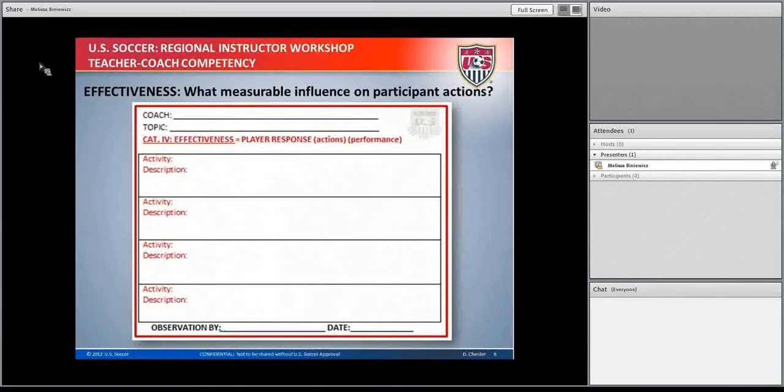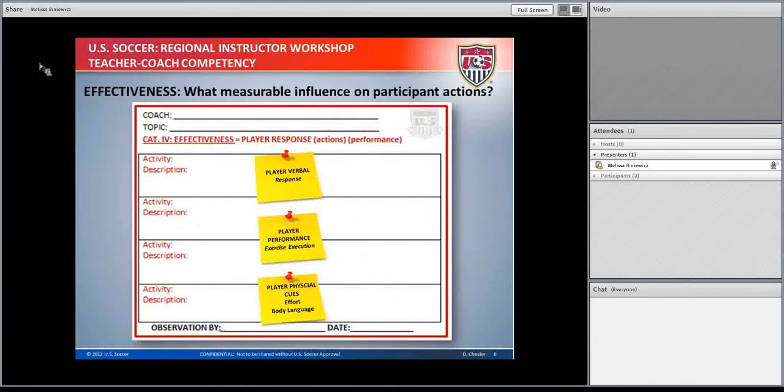Once again, we'll equate this to the player's response, the player's actions, and their actual performance. So in the middle sticky note, you can see player performance is one way to measure effectiveness. Are the players making progress towards a target or an objective? We aren't necessarily looking for mastery here. That's a bit much to expect in a single observation. But are the players grasping enough of the concept that they're attempting it, and that they're making progress towards positive execution?